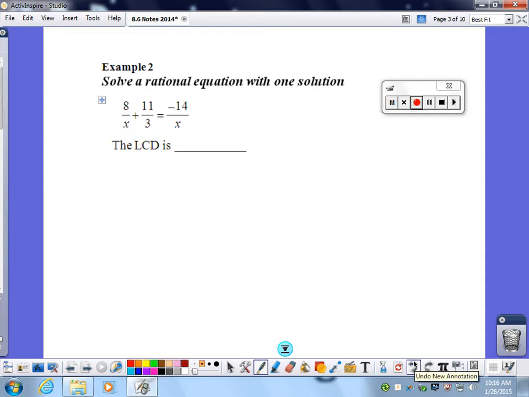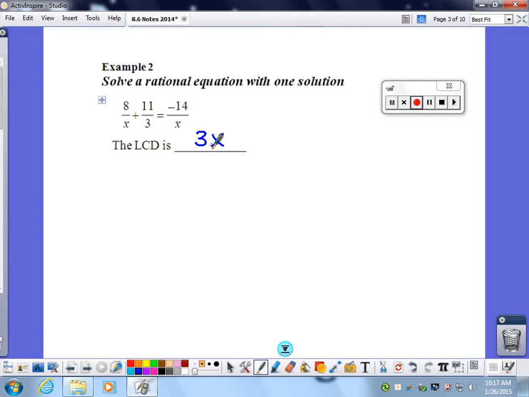All right, so first thing we need to do is find a least common denominator. So let's look at the different factors that we have. We have an x and we have a 3. And each appears at most one time in each expression. So that means our common denominator is 3x.